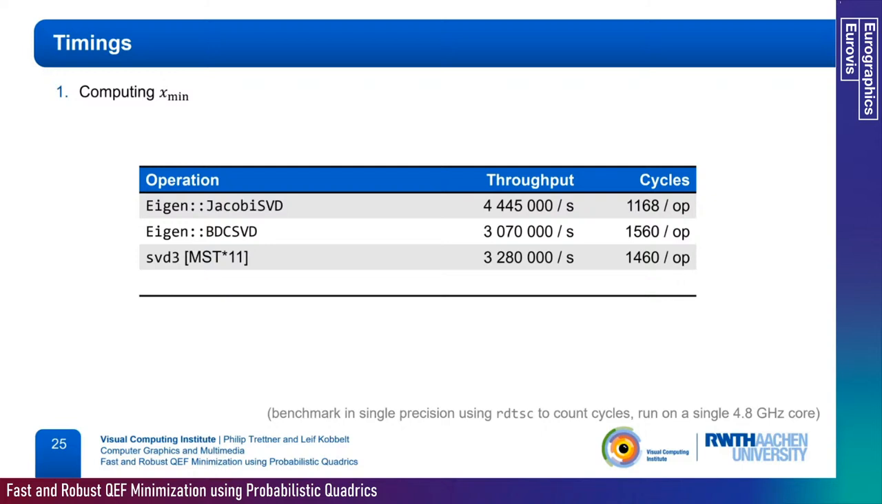So here we've taken three libraries to compute small singular value decompositions of 3x3 matrices and benchmarked their performance. In CPU cycles, we have roughly between 1,200 and 1,600 cycles per singular value decomposition. If you compare that to simply solving A inverse B, you get a speed up of a factor of around 50, and you only need 17 cycles per operation. So we gain a huge speed up in minimizing the quadric.